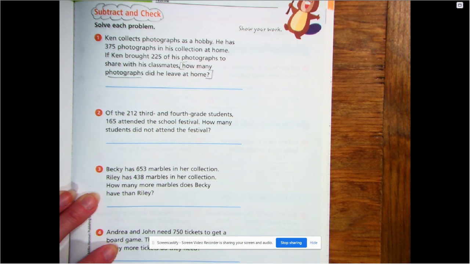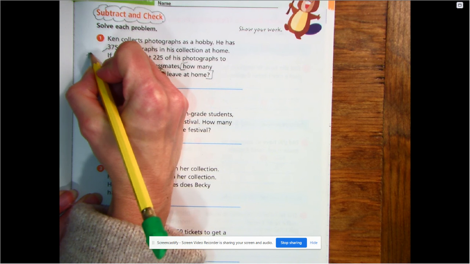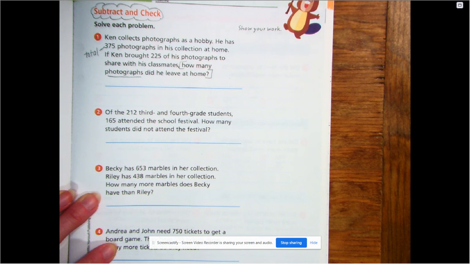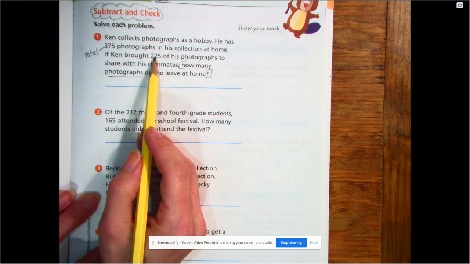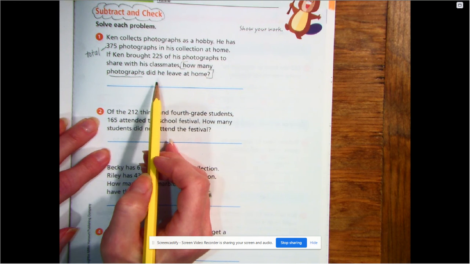Some pages are a mix. This one is subtracting. So he's got 375, right? This is our total. So write that down. Remember, we're on page 223. That's the total. Okay, so we've already got the total. We know we're going to subtract, right? We're not trying to find the total. He's taking 225 of them to school. We want to know what's left over at home.